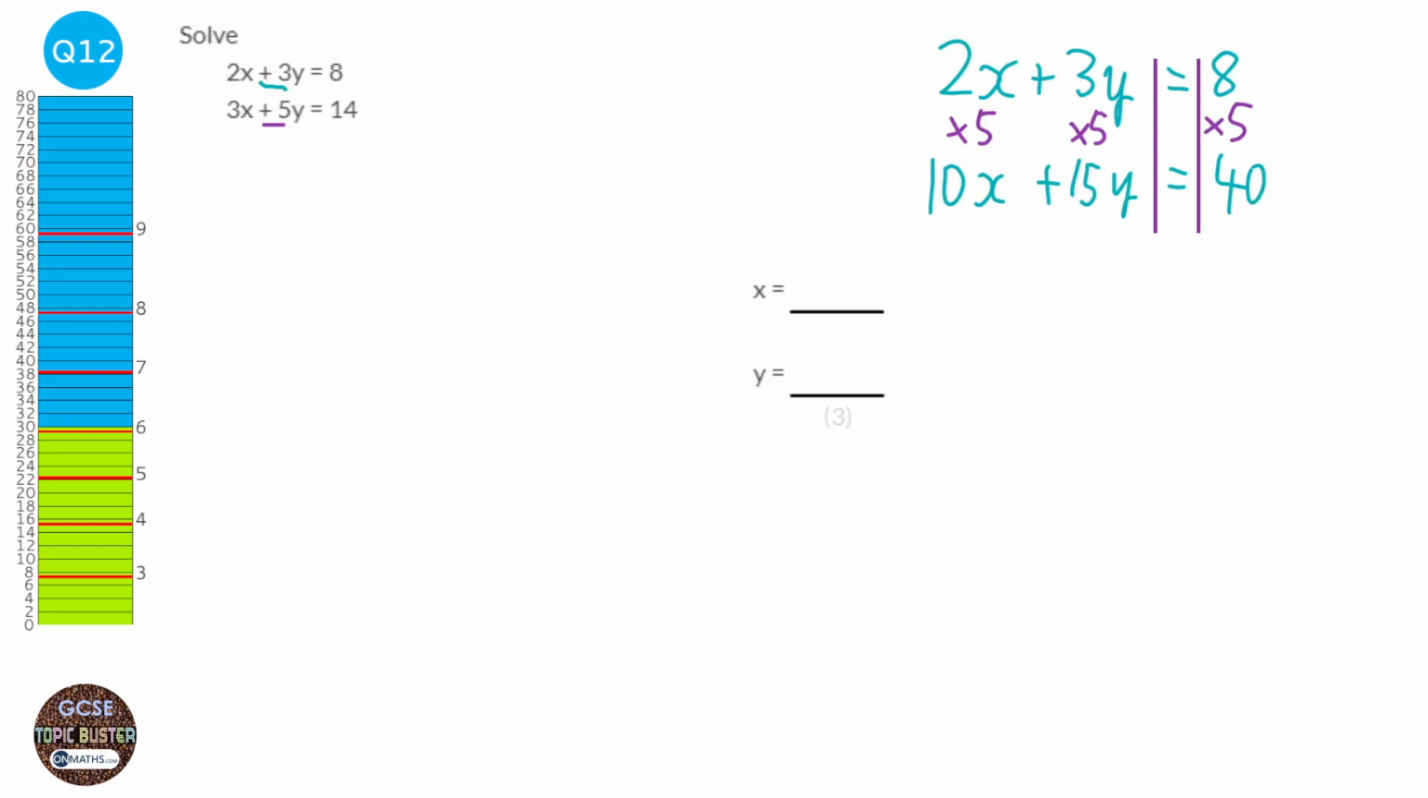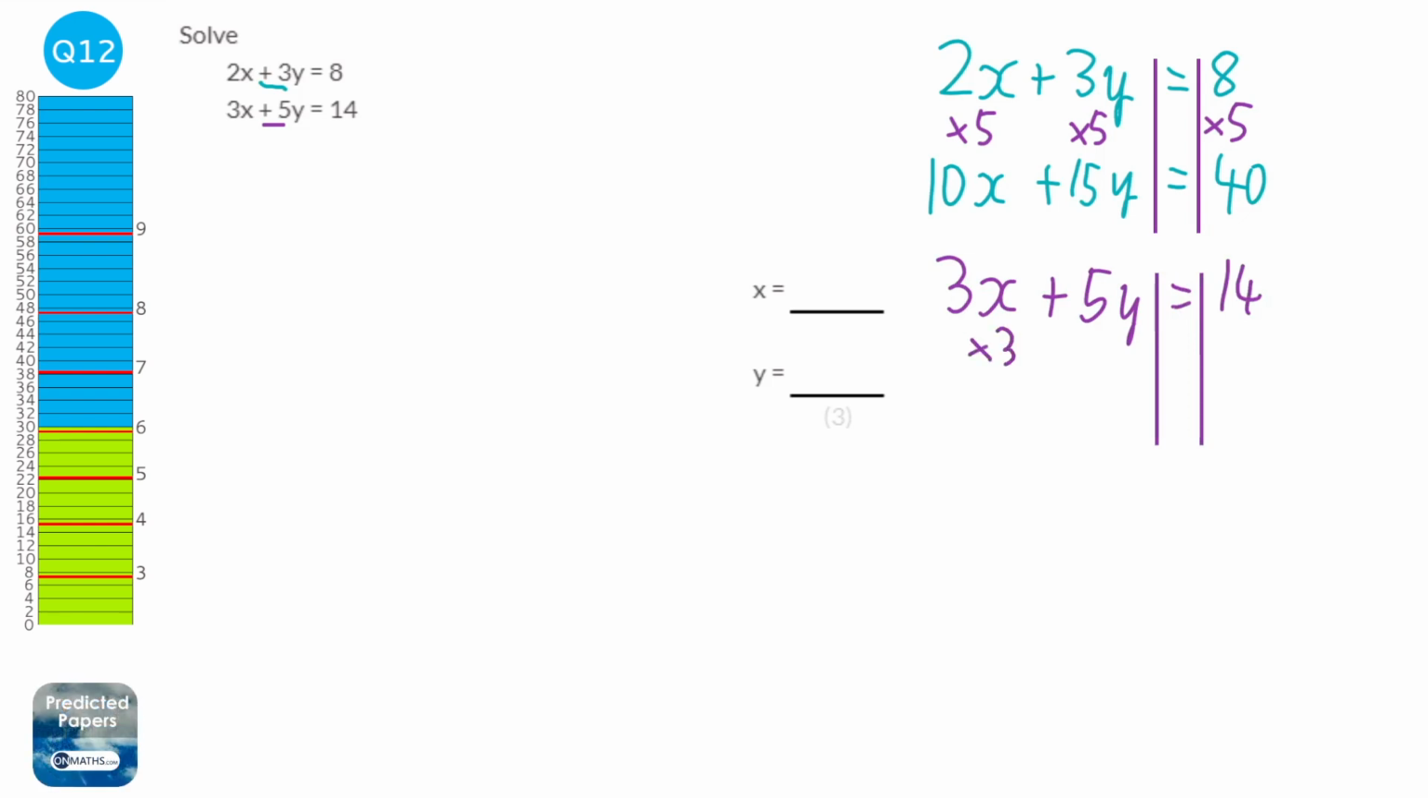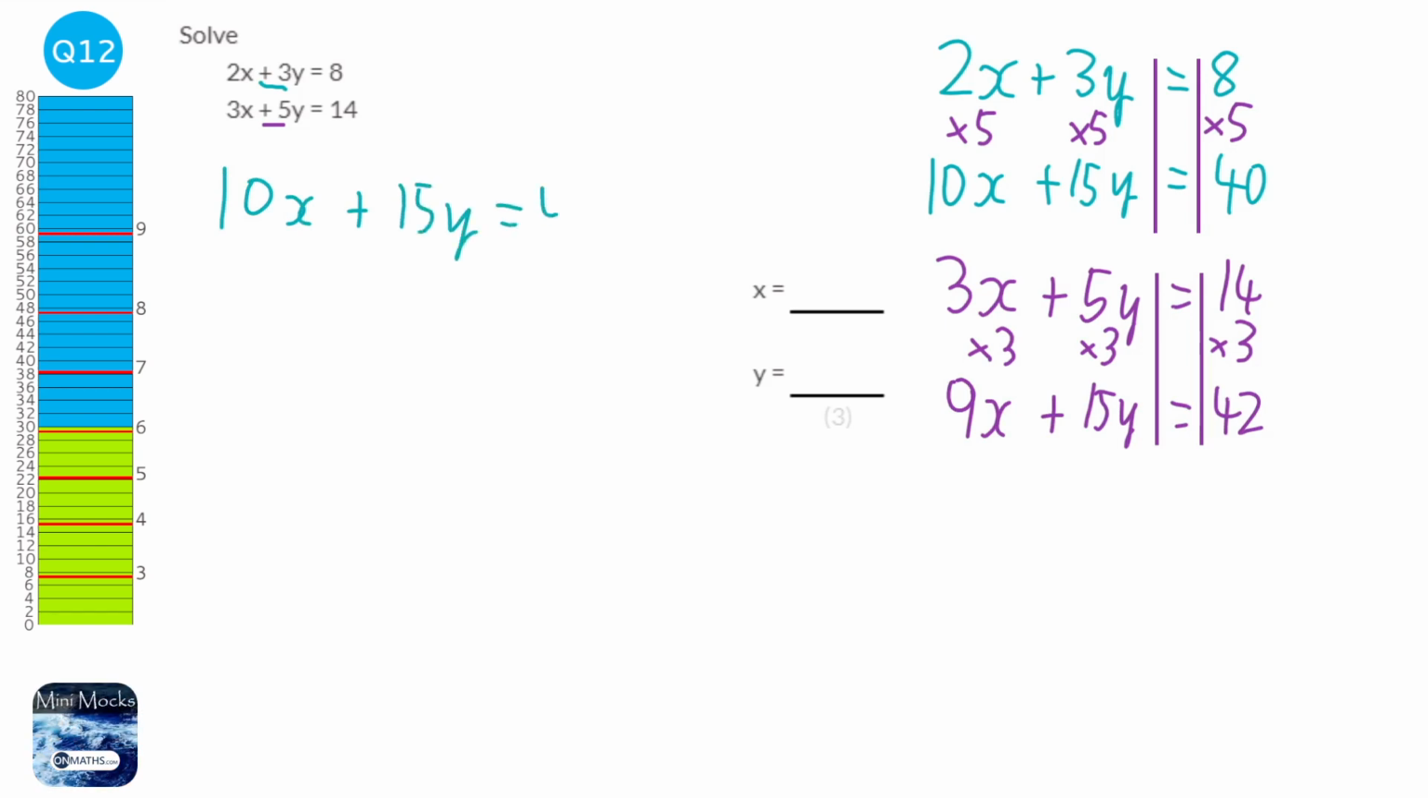And we're going to do exactly the same thing with the second equation. So we've got 3x plus 5y equals 14. Get our lines in. This time we're going to times everything by 3, because 5 times 3 is 15. So that's going to be 9x plus 15y equals, and then 14 times 3, which is 42. And so we're going to write the equations next to each other so we can do our simultaneous equation magic on them. So we've got 9x plus 15y equals 42.